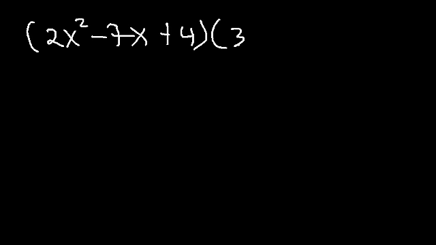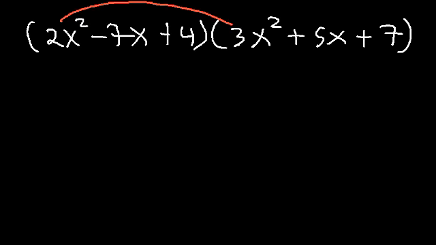Now let's multiply a trinomial by a trinomial. So 2x squared minus 7x plus 4 times 3x squared plus 5x plus 7. So we're multiplying 3 terms by 3 terms. Initially we should get 9 terms before we simplify, well, before we combine like terms. So let's FOIL. 2 times 3 is 6. X squared times x squared is x to the fourth.